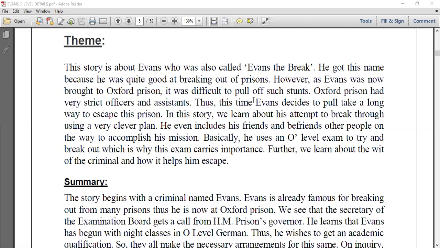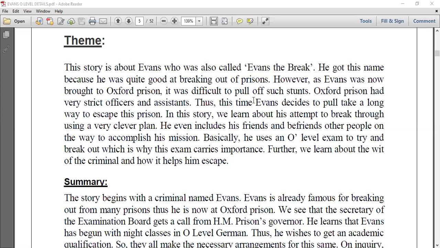However, as Evans was now brought to Oxford prison, because thrice he escaped from prison, Oxford has much more security, so they shifted him to Oxford prison. It was difficult to pull off such stunts. You understand that? Because that had much security, and of course a very talented governor of the prison and higher officials.